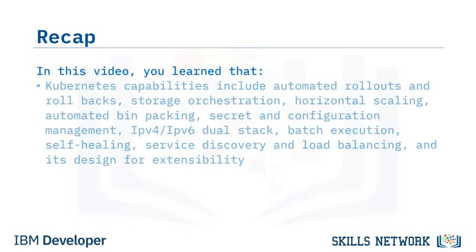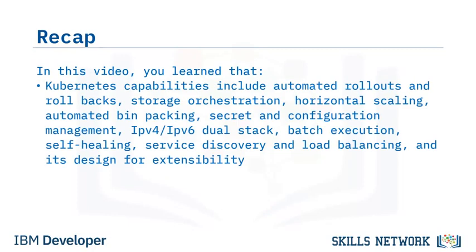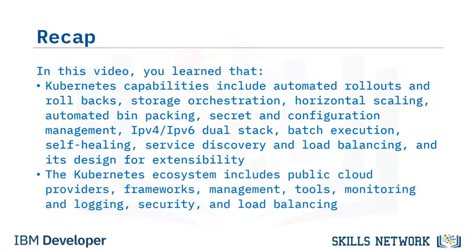You also learned Kubernetes capabilities include automated rollouts and rollbacks, storage orchestration, horizontal scaling, automated bin packing, secret and configuration management, IPv4, IPv6 dual stack support, batch execution, self-healing, service discovery and load balancing, and finally, designed for extensibility. And the Kubernetes ecosystem includes public cloud providers, frameworks, management, tools, monitoring and logging, security, and load balancing.